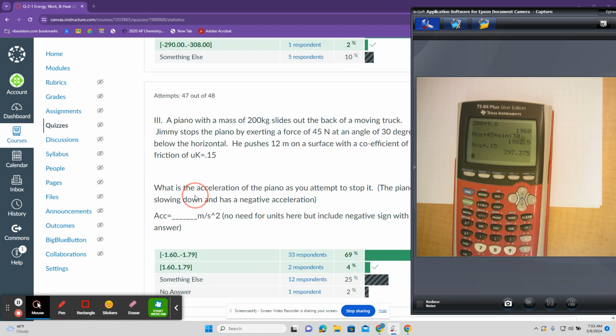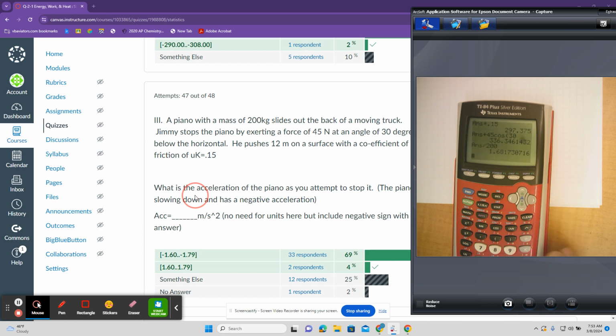All right, so then if we want to get the acceleration, we have to add in the x component here. So if this is my friction, what I want to do is take 45 cosine of the angle 30 and add it to it. So here's my net force, the net force being 336. Now that's not my answer. I have to divide by the mass, 200. So then I come over here and divide by 200.